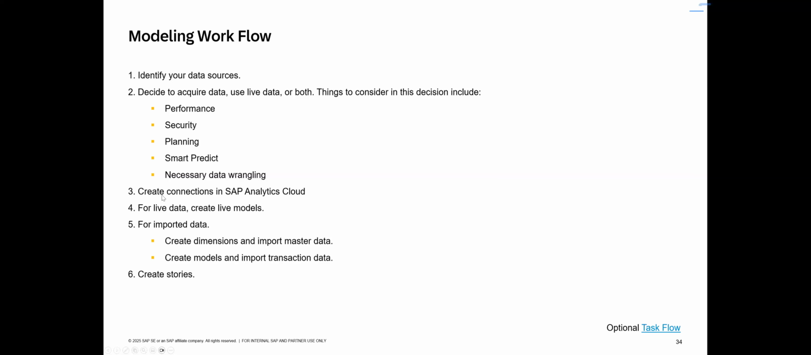Next, your basis team creates connections in SAP Analytics Cloud for that source system. Then for live data, you create live models, and for import, you create import models. If you have import models, you import the data, create dimensions, import master data, create models, and import transaction data. So these are the basic steps in a modeling workflow, and the final step is to create a story. There is a task flow. I would recommend looking at it once you are looking at the learning journey, and once you get this PDF material after these sessions.